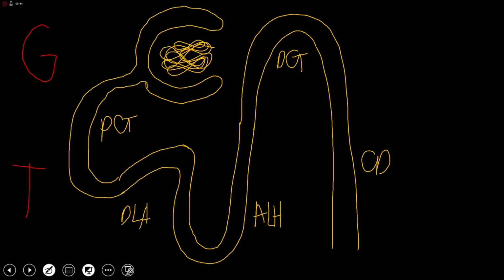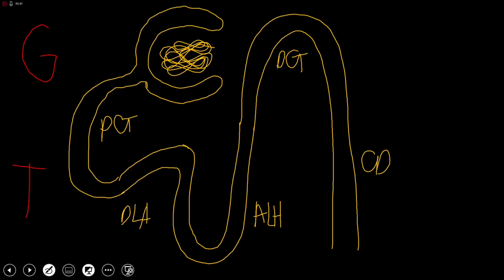Alright, so let me just label my tubules one more time. This is my PCT, followed by my descending loop of Henle. And then we have the ascending loop of Henle. We have here the distal convoluted tubule and the collecting ducts.